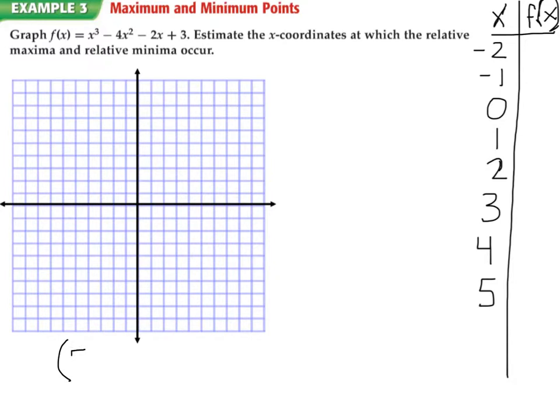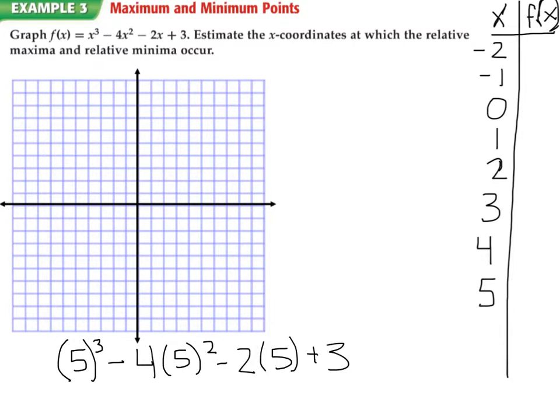You can always start with the top. I'm just starting with the bottom to change it up a little bit. So we have 5 cubed minus 4 times 5 squared minus 2 times 5 plus 3. So remember, all we're doing is looking at these x values up here. There's 3 x values, and we plugged in our 5 for each of those values. And you're going to do that with every single value of x to get the f of x values. So now we can go ahead and fill these in.